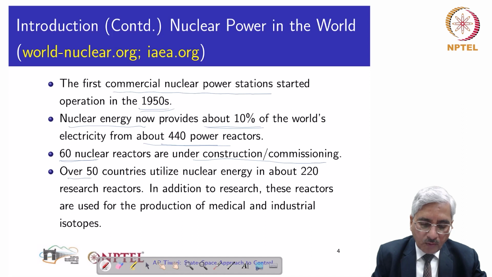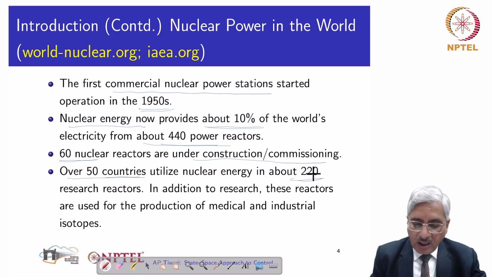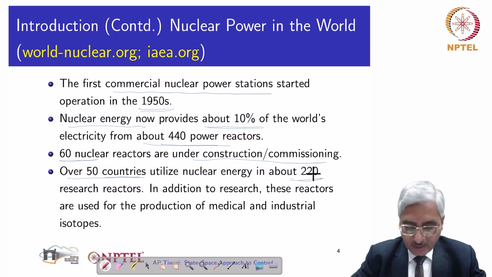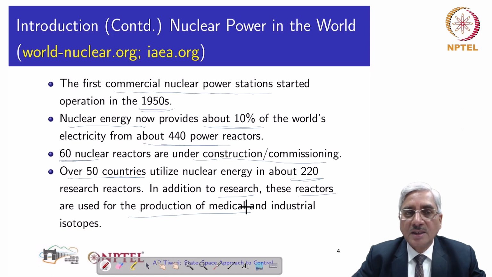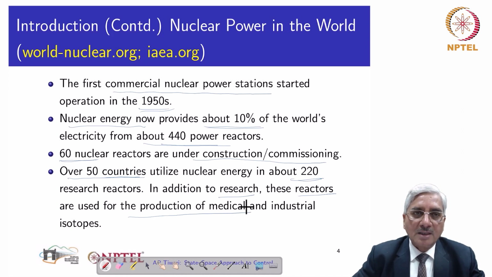Besides all this, over 50 countries utilize about 220 research reactors. And of course, besides research, the reactors are utilized to produce medical and industrial isotopes. This is another very important utilization of nuclear reactors in various types of treatments. You might be aware, like PET, nuclear medicine, it is the isotopes which are used, and these isotopes are produced in nuclear reactors or accelerators.